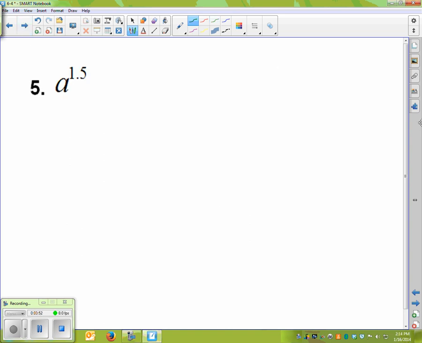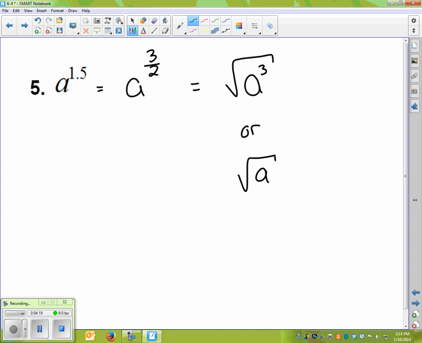Let's try one now that has a decimal involved. My first step would be to rewrite that decimal as a fraction. 1.5 is the same as 3/2. Now it gives me a denominator and a numerator. So a cubed, the numerator, is my power. The denominator is a 2, so it's the square root. Or I could do the square root of a cubed. Either answer is acceptable.